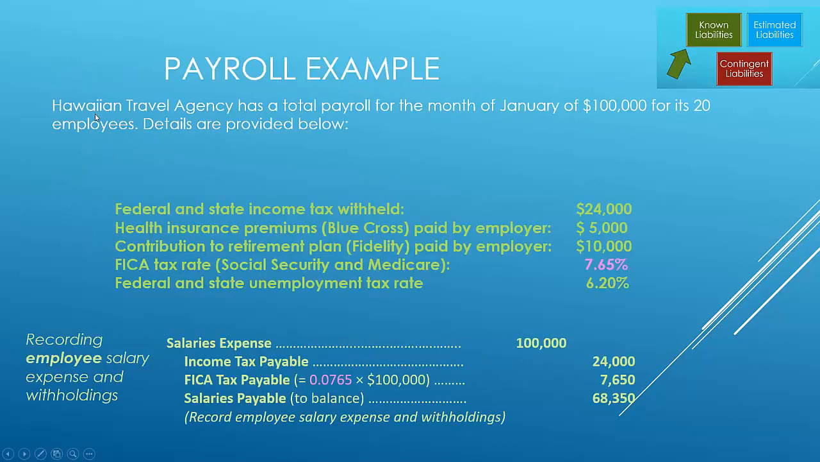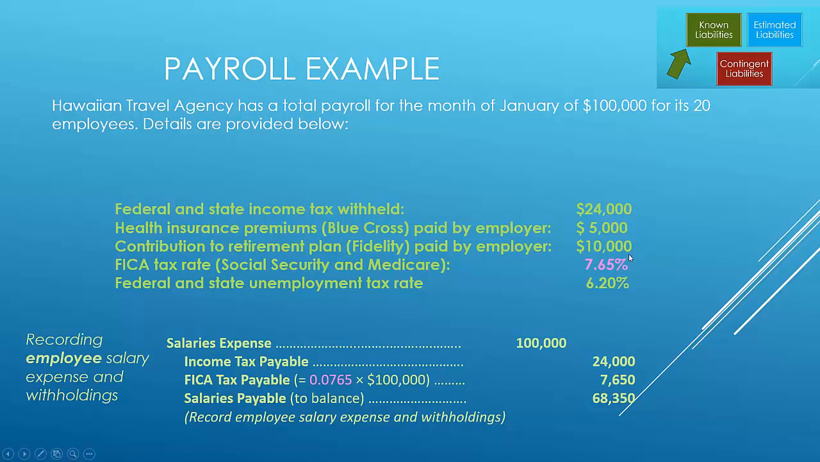So let's say we've got Hawaiian Travel Agency, and they have total payroll for all the employees that they hire of $100,000 for its 20 employees. Okay, so their federal and state income taxes that they have to withhold on behalf of the government are $24,000. They may pay some health insurance premiums to keep you insured, and they may also help match or pay into a retirement fund for you.